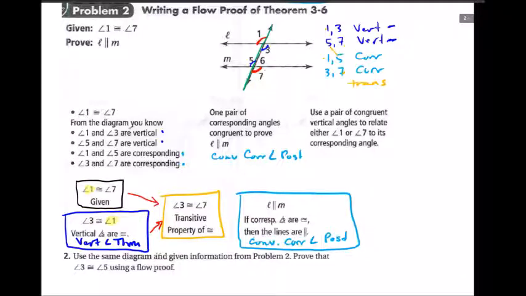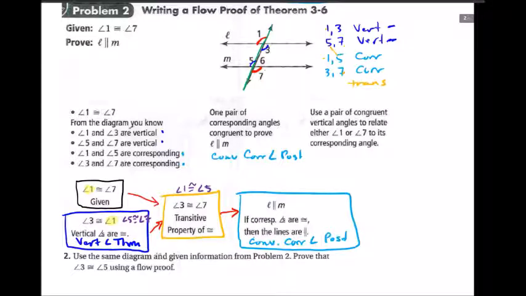So as we said, we also could have used angle 5 is congruent to angle 7, which would then have let us say that angle 1 is congruent to angle 5, and those are still corresponding angles, and we would have ended up in the same place. So it doesn't matter which one you use.